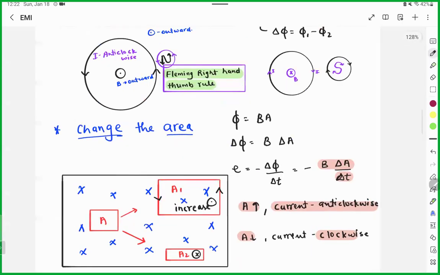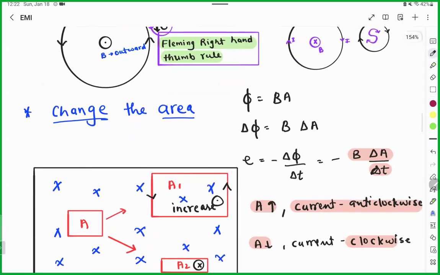How to calculate change whenever the area is changing in the magnetic field? You know phi is equal to B into A. If area is changing, your magnetic flux will also change. If magnetic flux is changing, divided by time, it will give EMF. So in this case, you can calculate delta phi is equal to B delta A. So based on the change in area, you can calculate EMF.